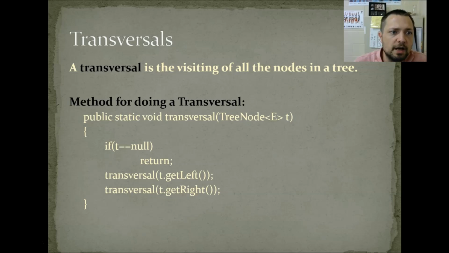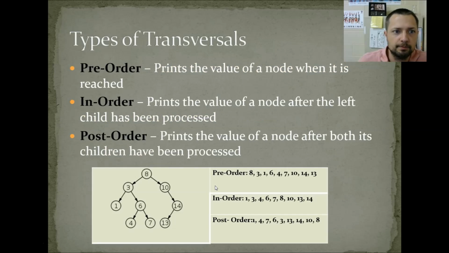A traversal is the visiting of all nodes in a tree. This is what the traversal method will look like, and it's recursive. If you get to null, that means there's nobody below it. Otherwise, traverse left, then traverse right. I'll go through how that traversal works on paper when I do my examples.